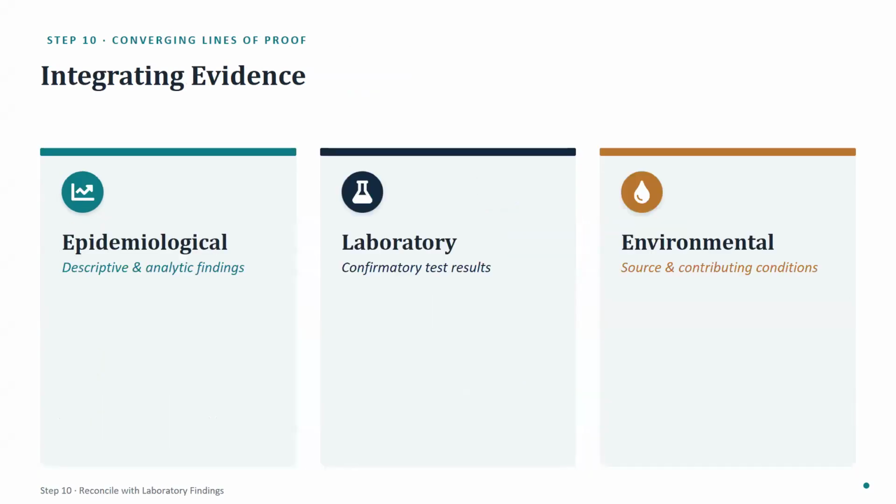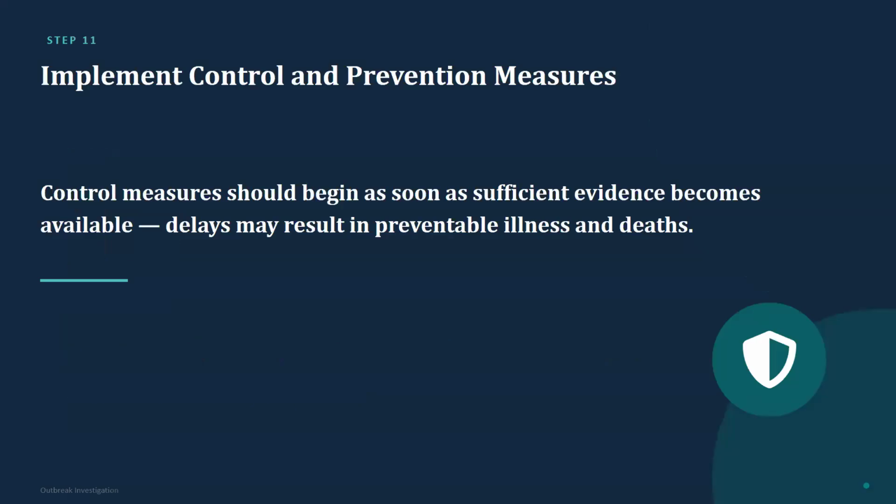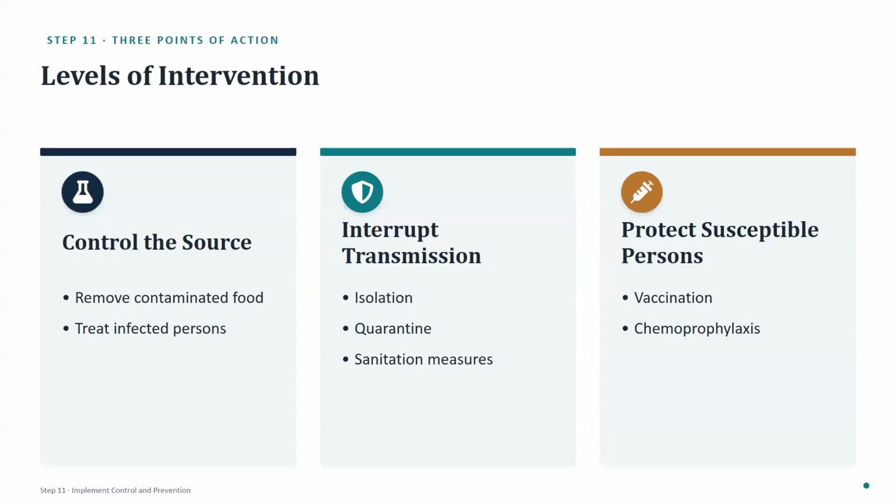So integrating the evidence: epidemiological, this portion included descriptive and analytical findings; then laboratory, which confirmed our diagnosis and test results; and environmental, which helped us find the source and contributing conditions. So the next step is we have to implement the control and prevention measures. Control measures should begin as soon as sufficient evidence becomes available. Delays may result in preventable illness and deaths.